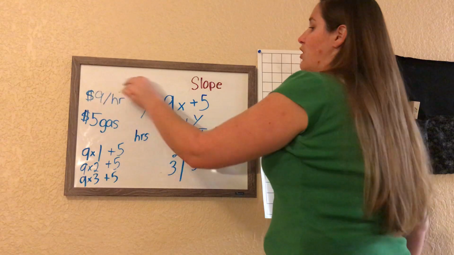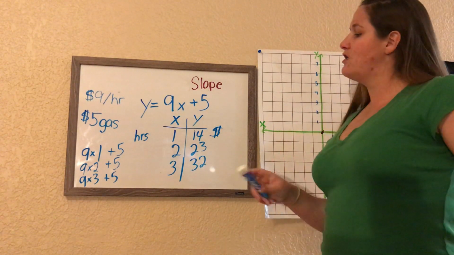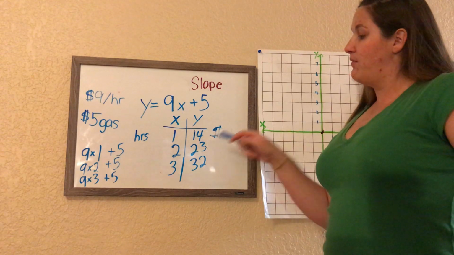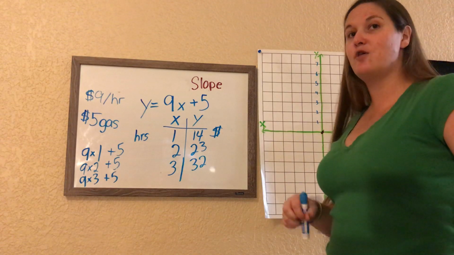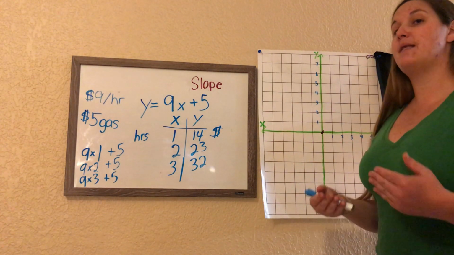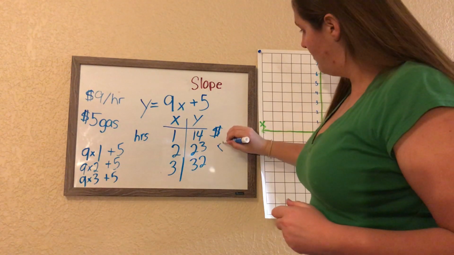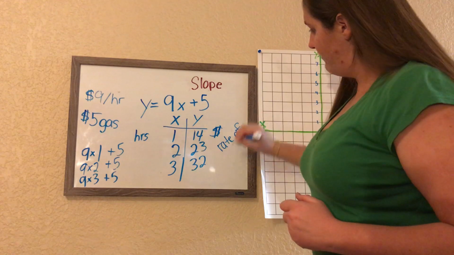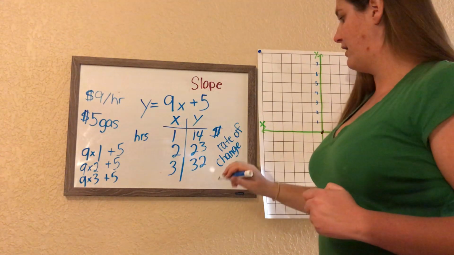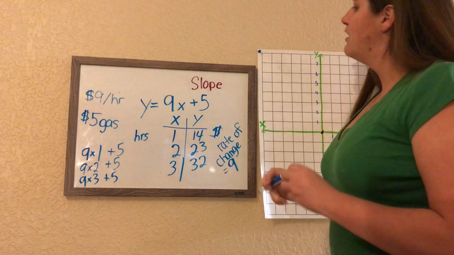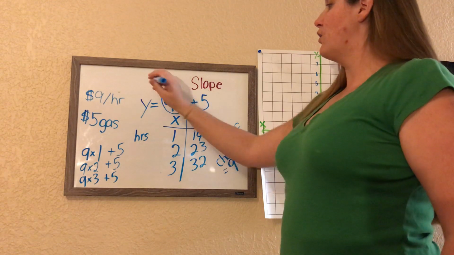We're still working with slope. Slope is a constant rate of change. So now let's look at this. 14 plus 9 is 23. 23 plus 9 is 32. So is it constantly going up by the same amount? Yes. So the rate of change is 9, because that's how much I'm charging per hour. So this 9 is actually going to be your slope.